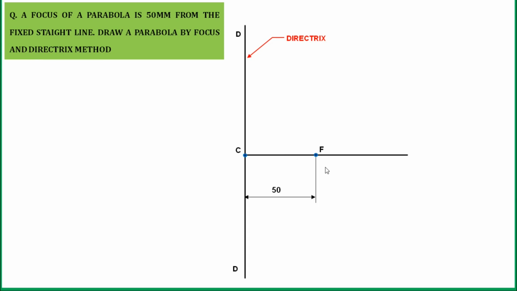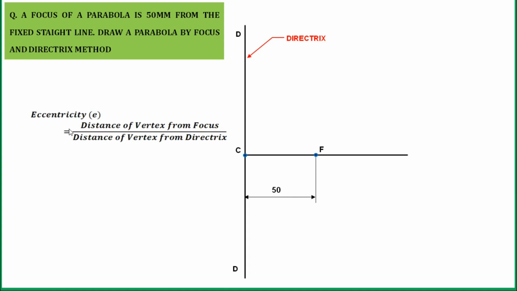Okay, because we know that the eccentricity is the distance of the vertex from the focus to the distance of the vertex from the directrix. That is VF upon VC is equal to 1, right? So as this ratio is 1, that means the values of VF and VC are the same. So VF is equal to VC. So we can locate this vertex exactly at the mid of this CF segment.